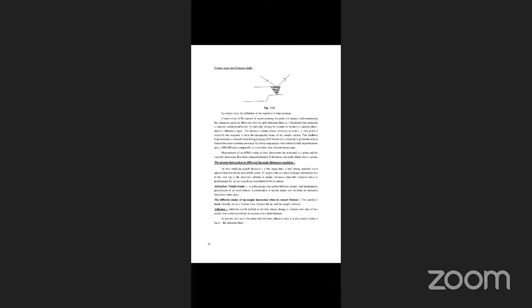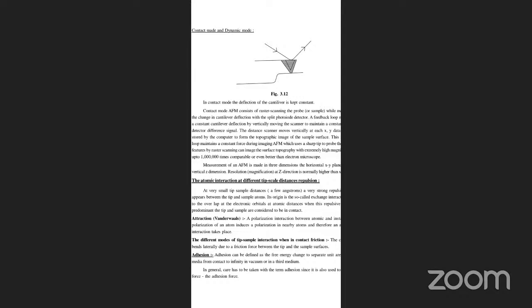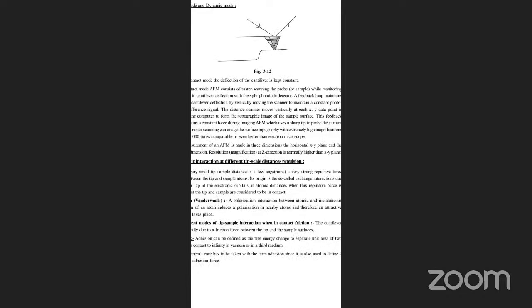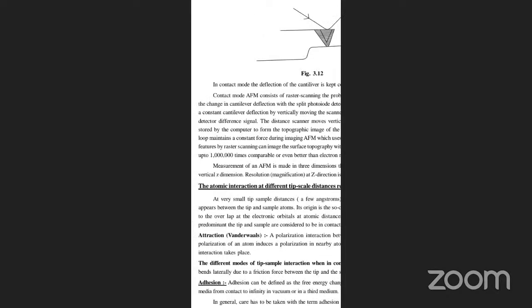Contact mode and dynamic mode. In contact mode, the deflection of the cantilever is kept constant. Contact mode AFM consists of raster scanning the probe over the sample while monitoring the change in cantilever deflection with the split photodiode detector. A feedback loop maintains a constant cantilever deflection by vertically moving the scanner to maintain a constant photodetector difference signal. The distance the scanner moves vertically at each XY data point is stored.